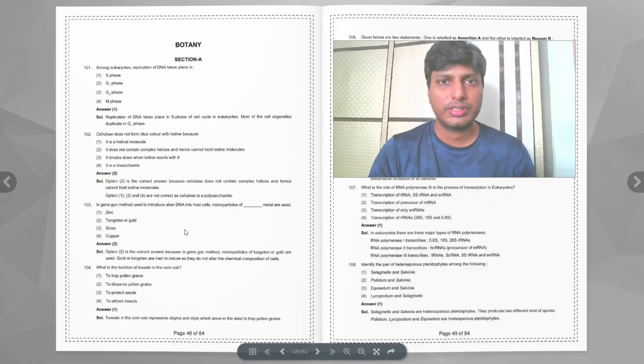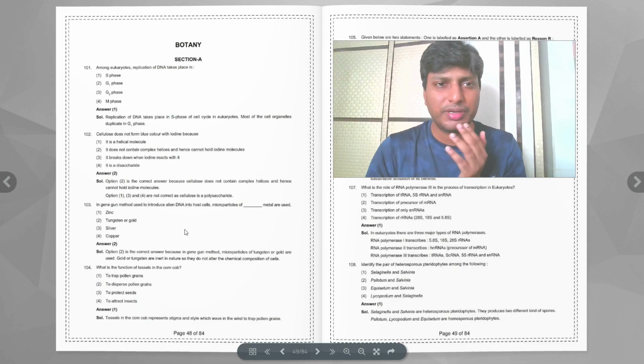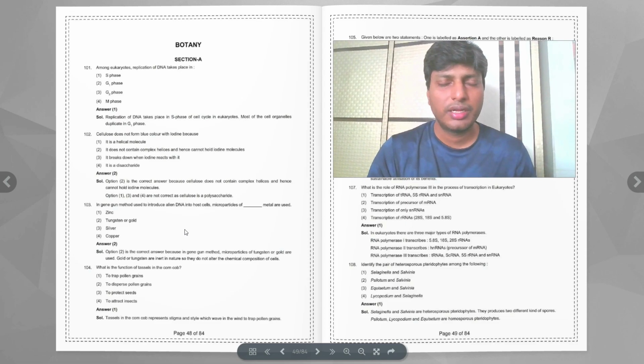Let me start with the first simple question which was asked in NEET 23. This is paper code E5. Section A is always botany. As you all know, in the NEET exam a total of 90 questions are asked from biology, 45 of botany and 45 of zoology. Section A has 35 questions which are all compulsory, and section B has 15 questions out of which 10 are compulsory. So let us start with the first question of section A, the botany part.